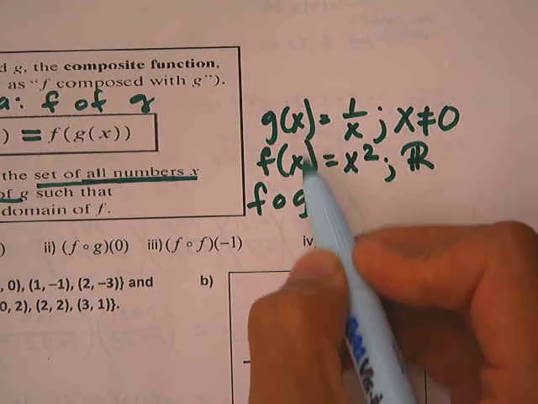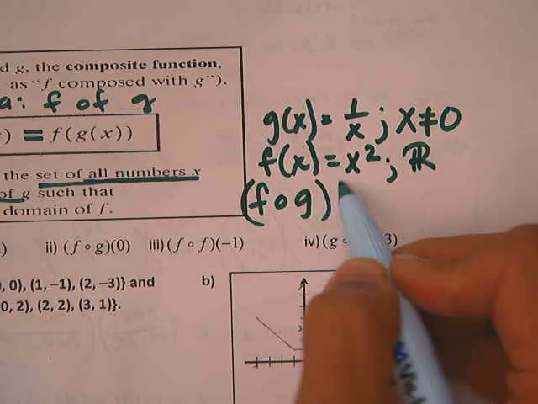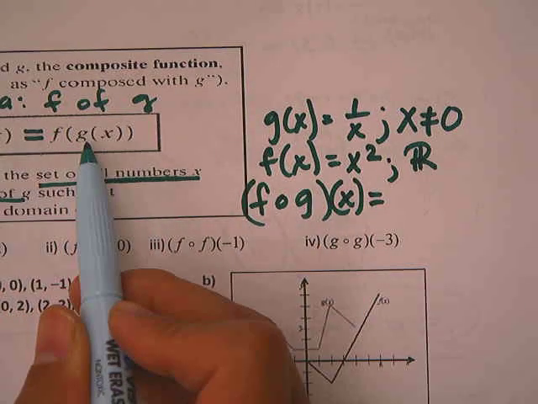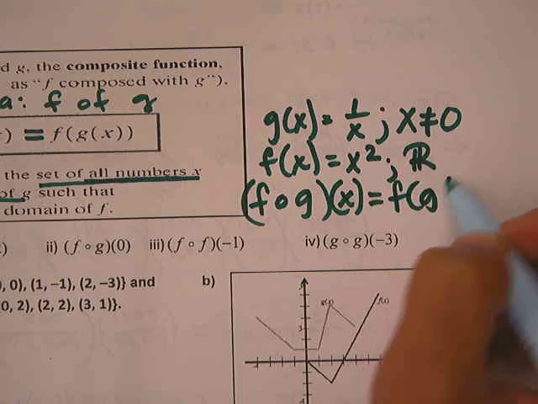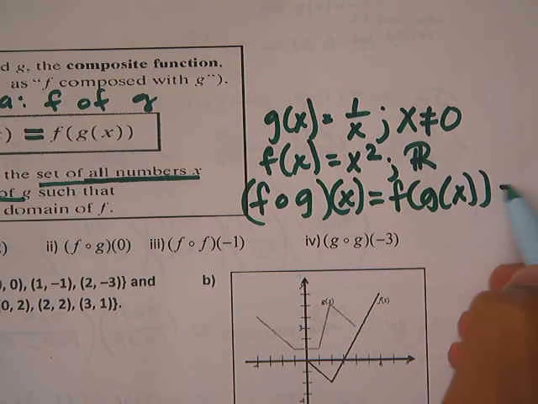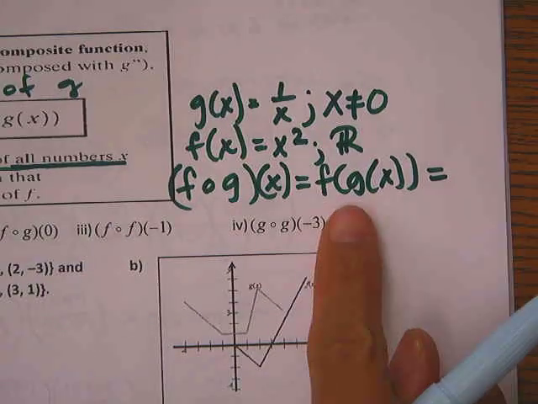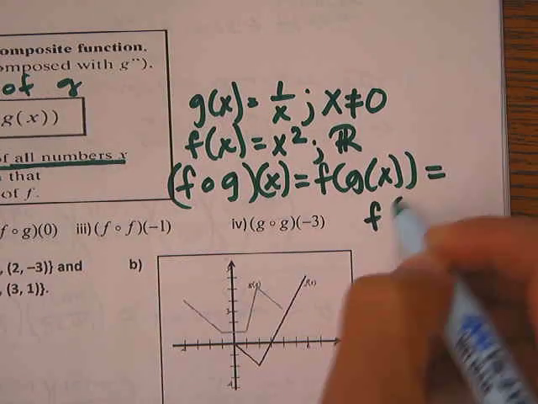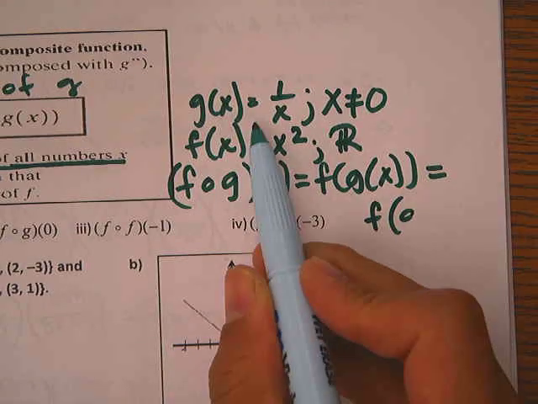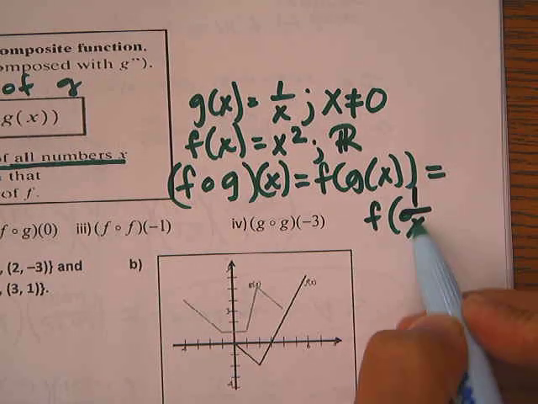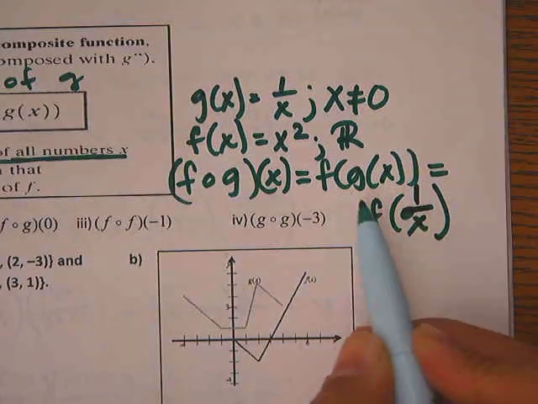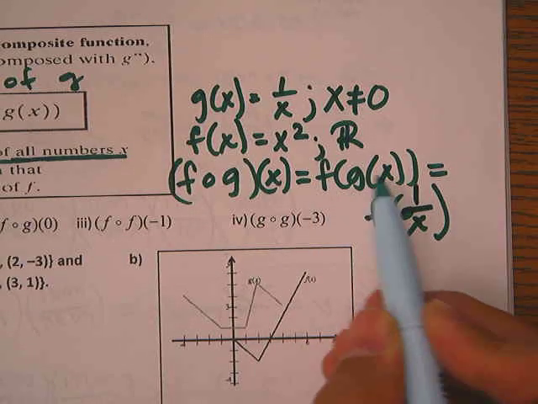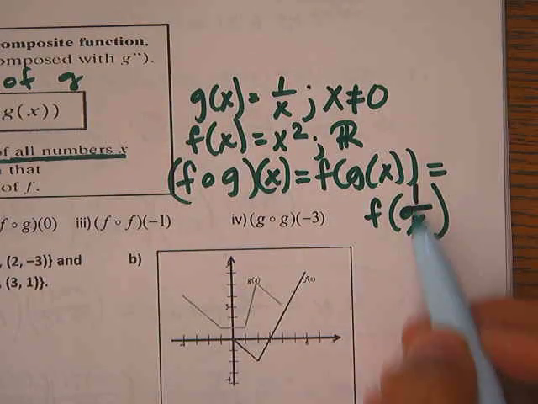In this case, our input is x. So we're going to say f of g of x. Now notice how your input is now g of x. So g of x is 1 over x. My new input of f is now the entire g of x, so the entire g of x is 1 over x.